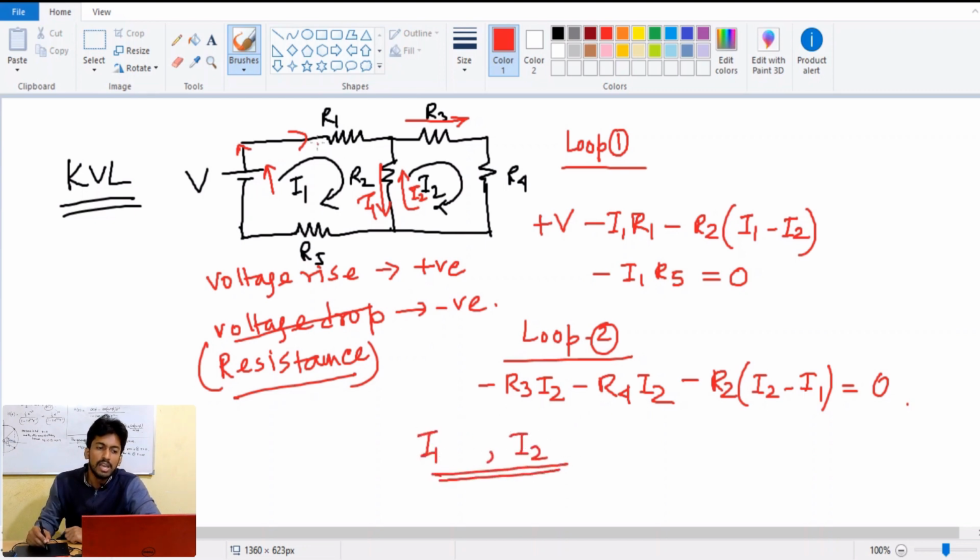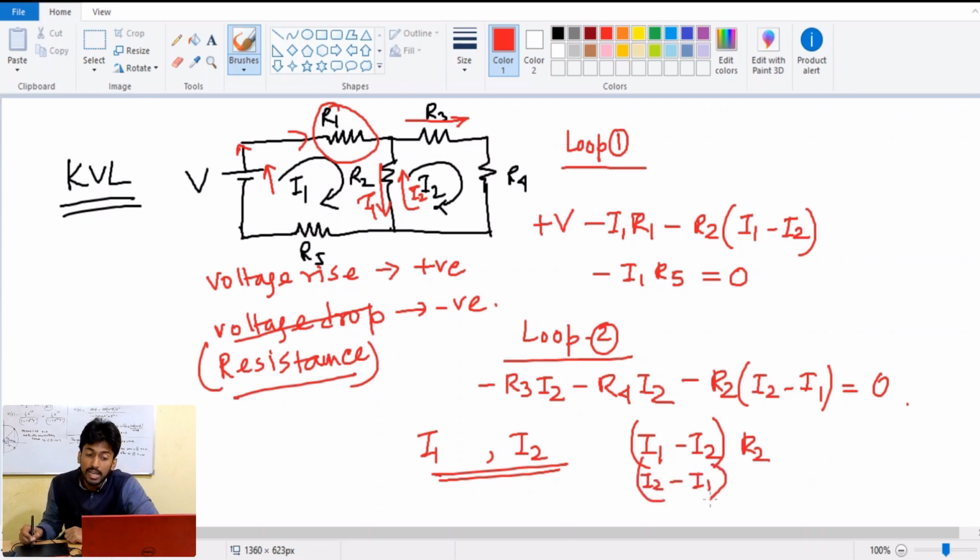From this, for any resistance, you will be able to calculate the voltage drop across it. If someone asks what the voltage across the resistance R2 is, then you take (I1 minus I2) into R2 if I1 is greater. If I1 is smaller, then the equation will be (I2 minus I1) into R2. That means the voltage drop you have to take with a positive sign. The polarity will change accordingly, but the current has to be taken like this. The bigger current will be at the front.